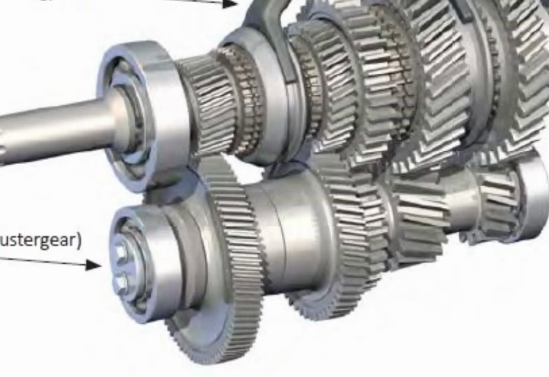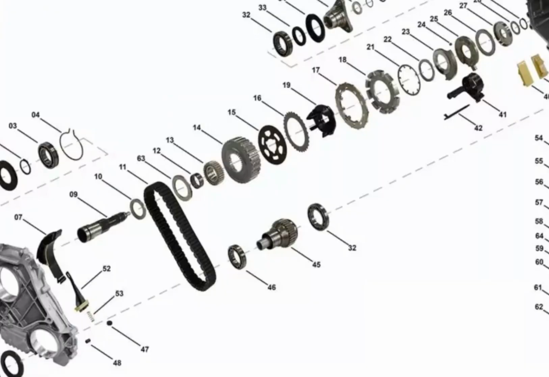Replace damaged components with OEM or high-quality parts. Step 4. Reassembling the transmission. Reassemble the components in the reverse order of disassembly. Ensure all parts are clean and properly lubricated. Torque all bolts to the manufacturer's specifications.